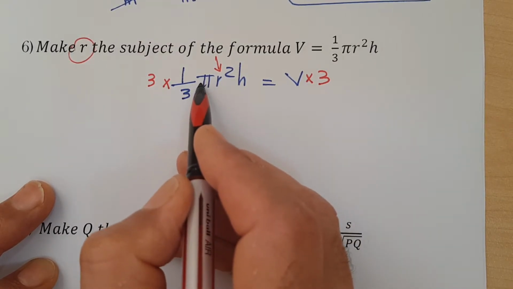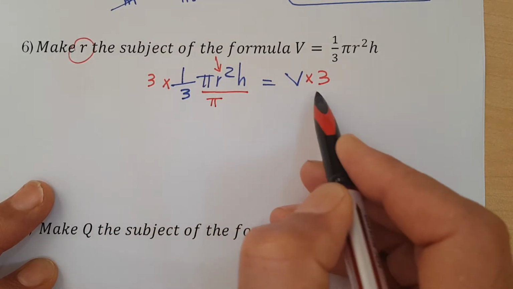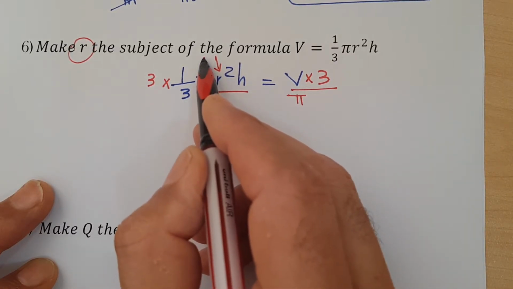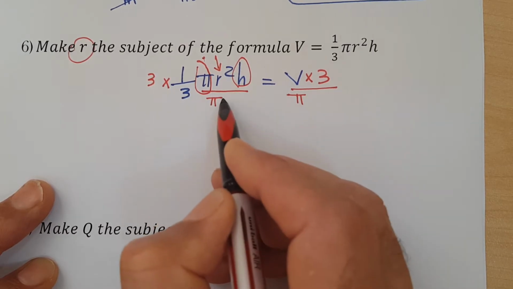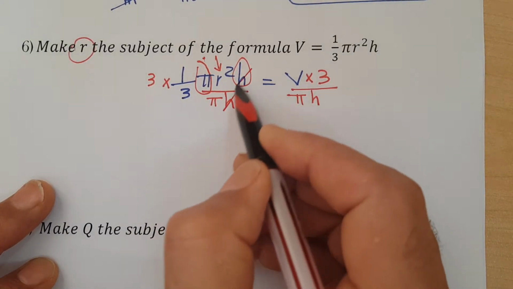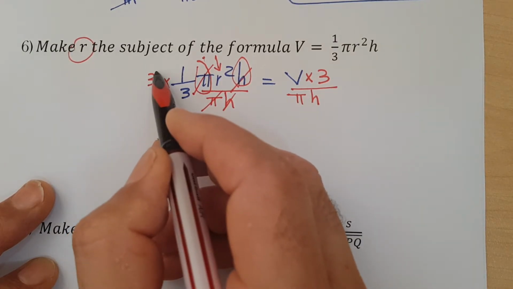I want to remove pi. Divide by pi. h also, so I divide by pi h. Pi h, I divide it by pi h here. That's it. Now h is cancelled out. Pi also. Even 3 times 1/3 is 1.